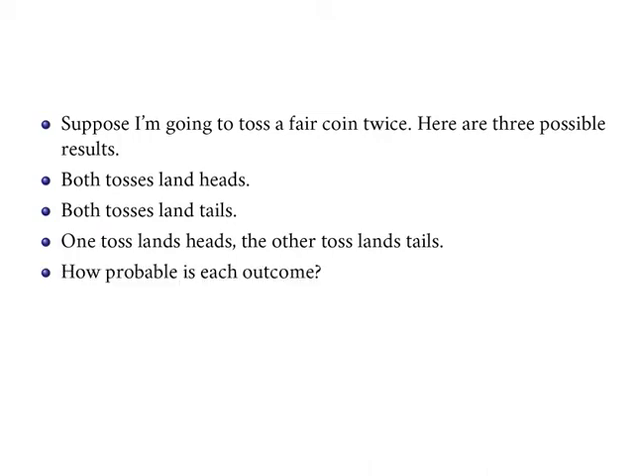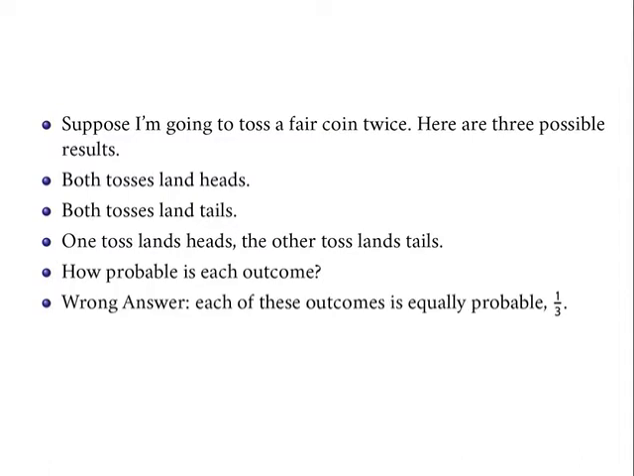Now we might ask, how probable is each of these three outcomes? Given that these are the three ways things might go, you might get two heads, two tails, or one of each. Reflect briefly on how probable you think each of these outcomes is. A natural answer that suggests itself is that because these are the three possible outcomes, each of them has a probability of 1/3. However, that is the incorrect answer.